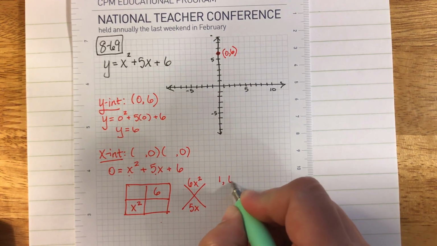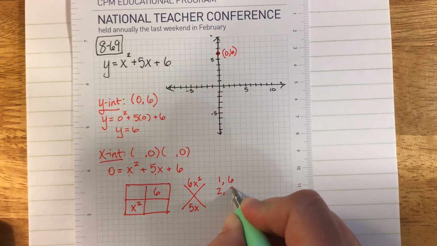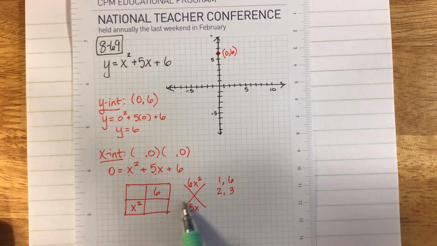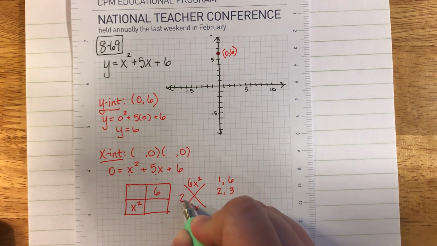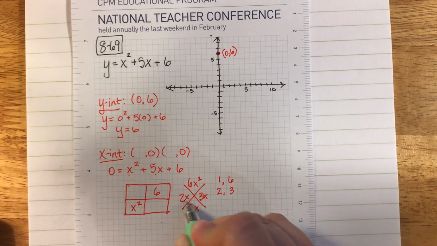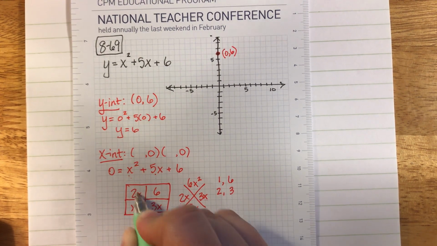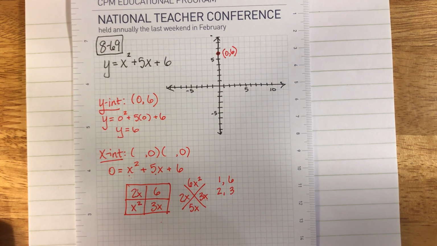My only options are 1 and 6 and 2 and 3. And since this is a positive, that means these are going to be the same sign, and since this is a positive, it means they're both going to be positive. So 2 plus 3 gives me 5. That's what I want. 2x, 3x. Remember, it doesn't matter which order you put those in here, and it also doesn't matter which order you put them in when you bring them back over into your area model.